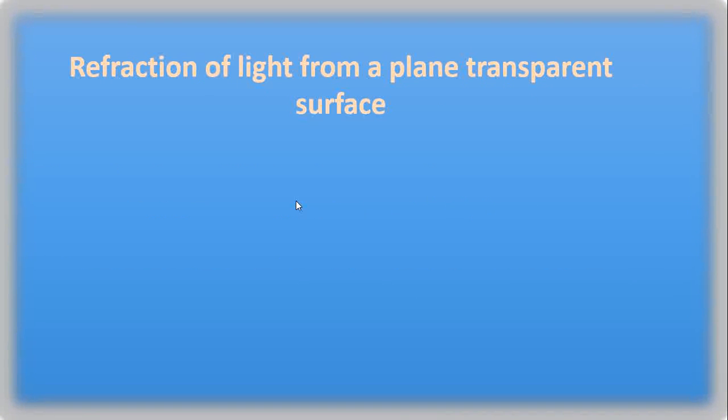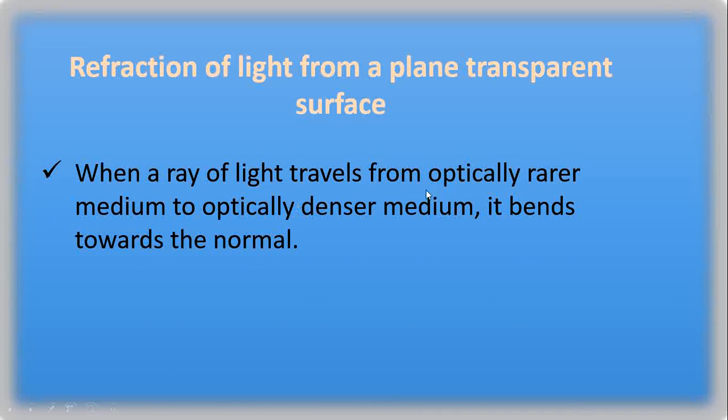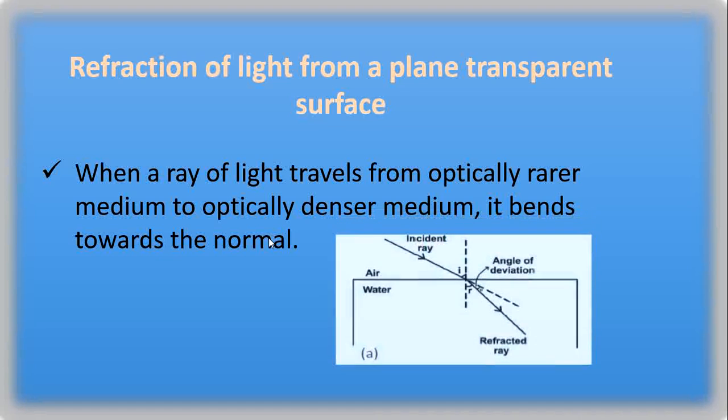Now let us see the refraction of light from a plane transparent surface. When a ray of light travels from an optically rarer medium to an optically denser medium, it bends towards the normal. When a light ray travels from a rarer medium to a denser medium, it bends towards the normal. Which one bends towards the normal? The refracted ray. The refracted ray bends towards the normal.